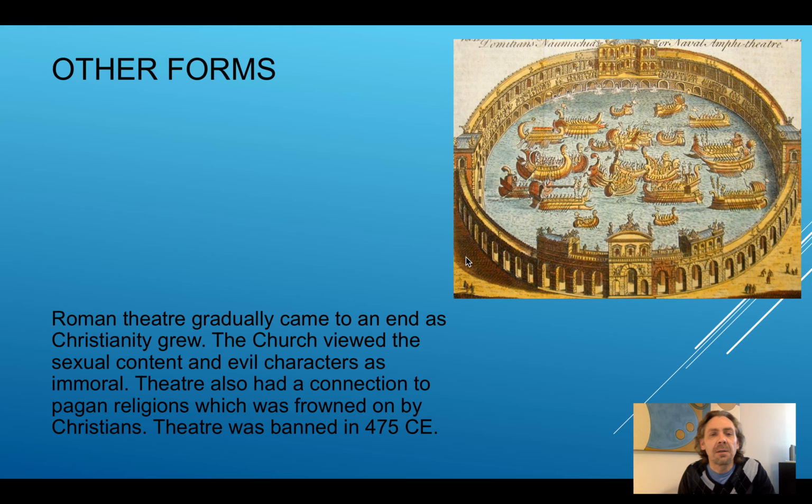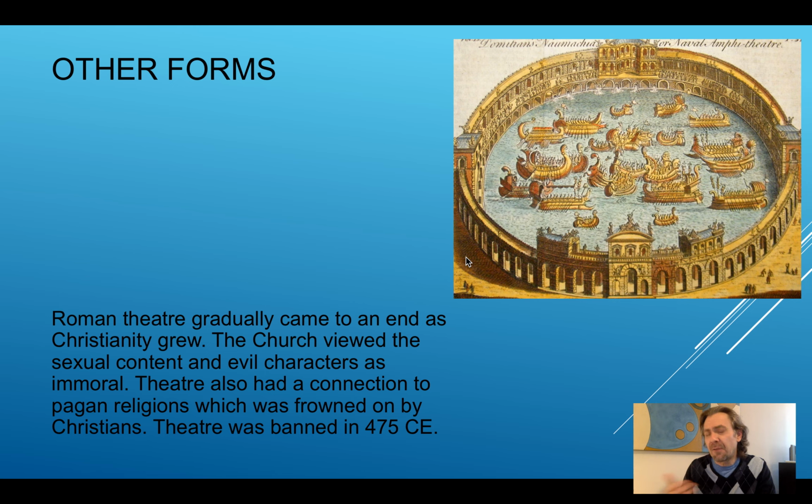Roman theater gradually came to an end because Christianity grew. So during the Common Era, with the advent and growth of Christianity, the church viewed the sexual content, the evil characters, the brutality as immoral. The church also believed that theater had connections to pagan religions, and these pagan religions were frowned upon by Christians. Thus, because of the church's influence, theater was banned in 475 CE.